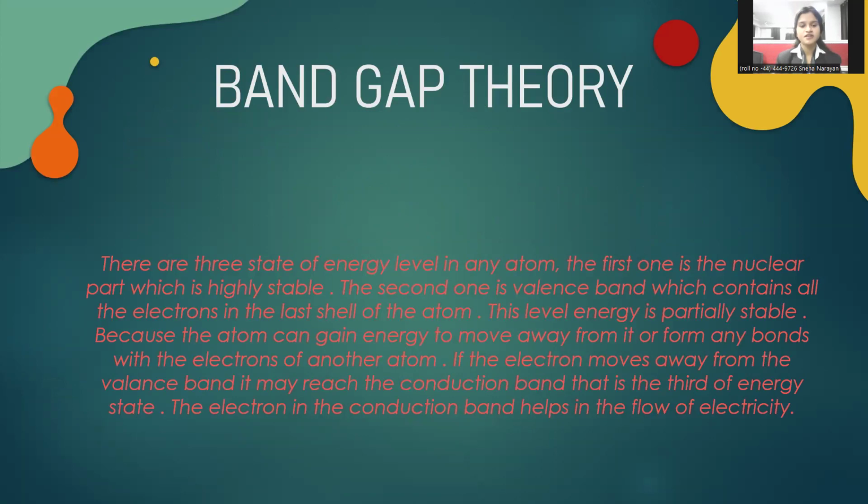Band gap theory. There are three states of energy level in any atom. The first one is the nuclear part, which is highly stable. The second one is the valence band, which contains all the electrons in the last shell of the atom. This energy level is partially stable because the atom can gain energy to move away from it or form a bond with the electrons of another atom. If the electron moves away from the valence band, it may reach the conduction band, which is the third energy level. The electrons in the conduction band help the flow of electricity.